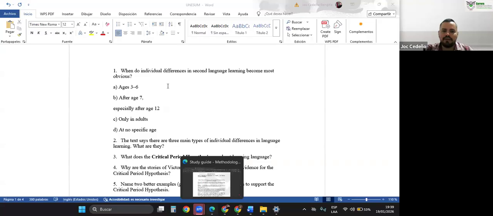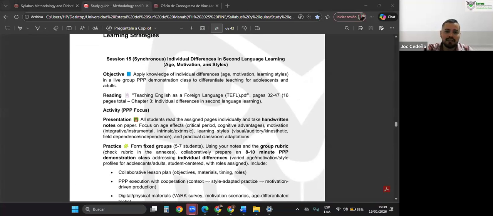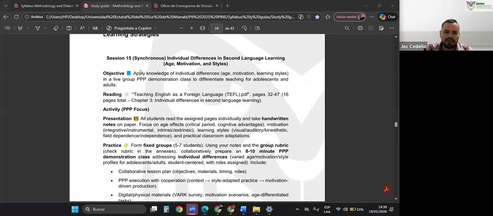So in session 15, we have the following topic, that is individual differences in second language learning. We're gonna focus on age, motivation, and styles. Unit 3 refers to teaching adolescents and adults. That's the main topic of this unit. And our objective for today is to apply knowledge of individual differences, that's age, motivation, and learning styles, in a live group PPP demonstration class to differentiate teaching for adolescents and adults.